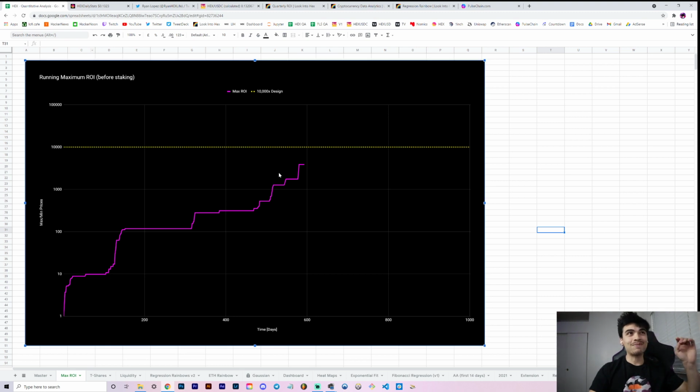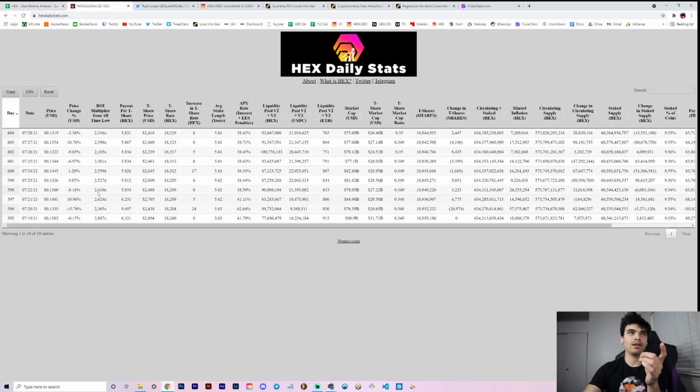Now, for this running maximum ROI, this is really cool. It sits at 3,867x. Now, I know what you're doing here on HexDailyStats.com. The reason it says 2,336x is that this isn't actually running maximum ROI. This is just your multiplier from your all-time low. So what profit you would be in, assuming you got in at the very bottom, and you're just kind of hodling the wave, right? So you'd be up from the bottom, 2,336x.